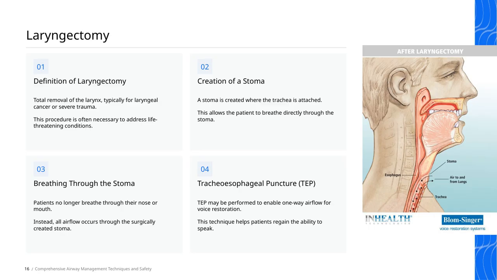laryngectomy, patients no longer breathe through their nose or mouth. Instead, all their airflow occurs through the surgically created opening, called a stoma. The creation of this stoma is a critical part of the procedure, as it connects the trachea directly to the outside of the neck, allowing the patient to breathe directly through it.